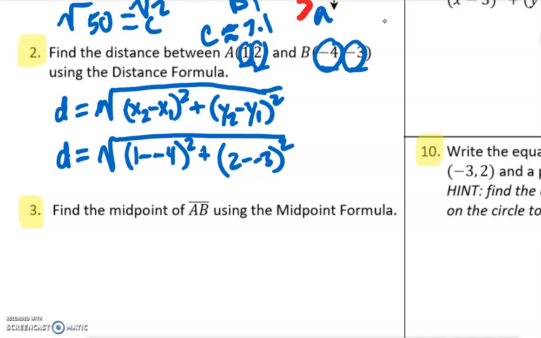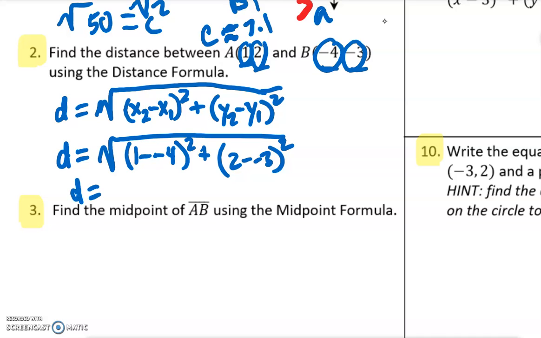Even though technically it doesn't matter for this particular exercise, when we calculate slope and things like that, it does matter. So I'd like you to just get in the habit of staying in that order, even though technically it doesn't matter for this one. Let's continue to clean this up.